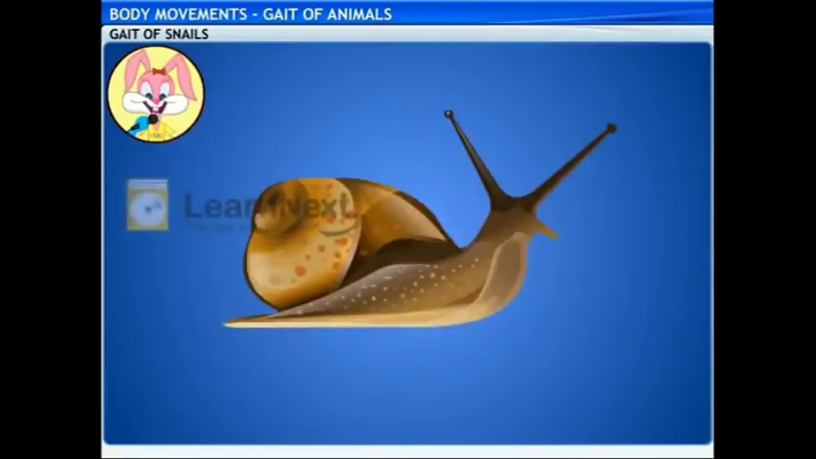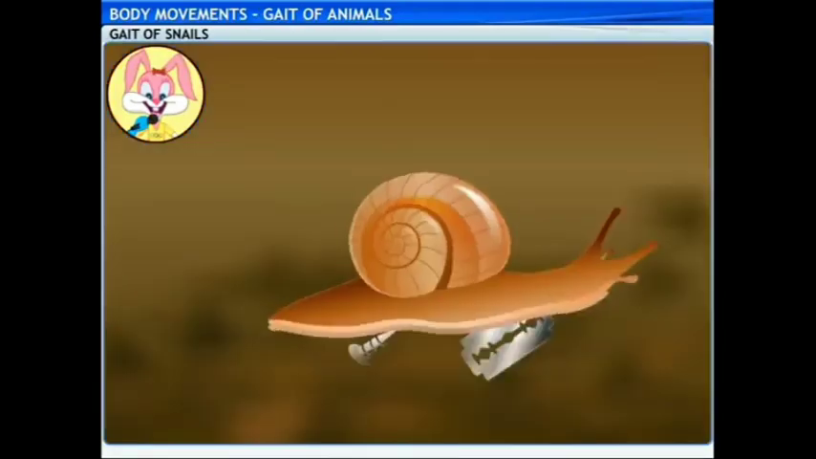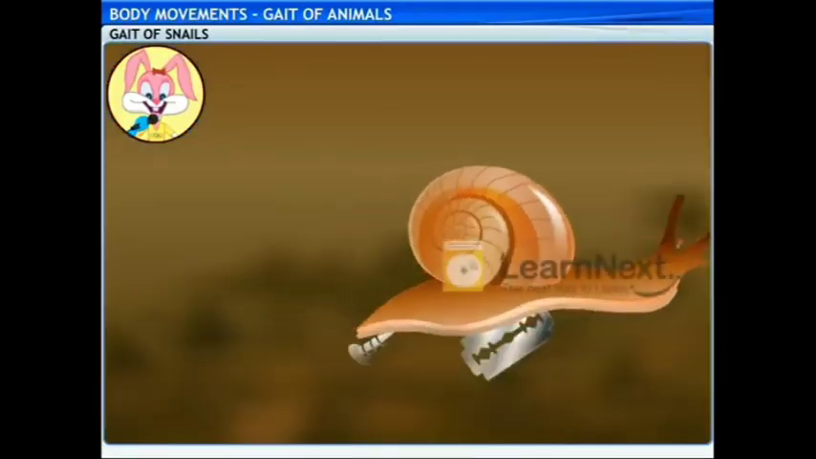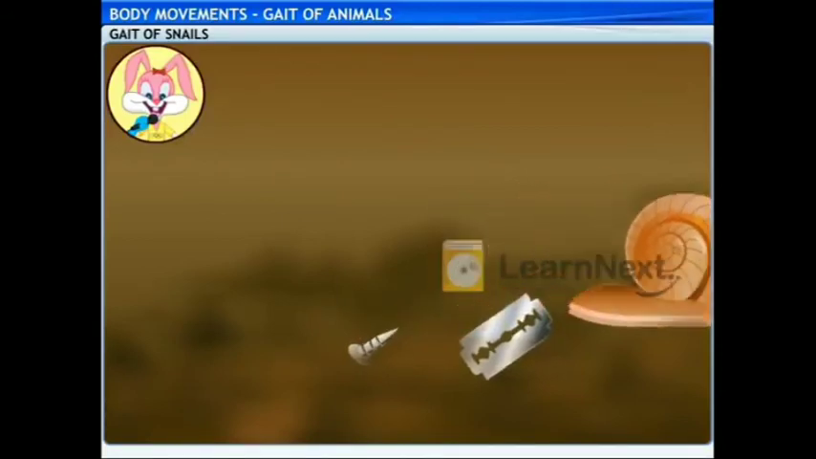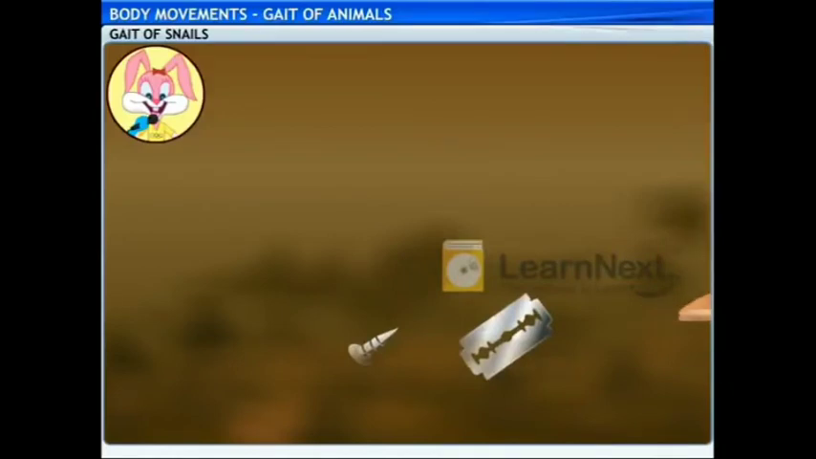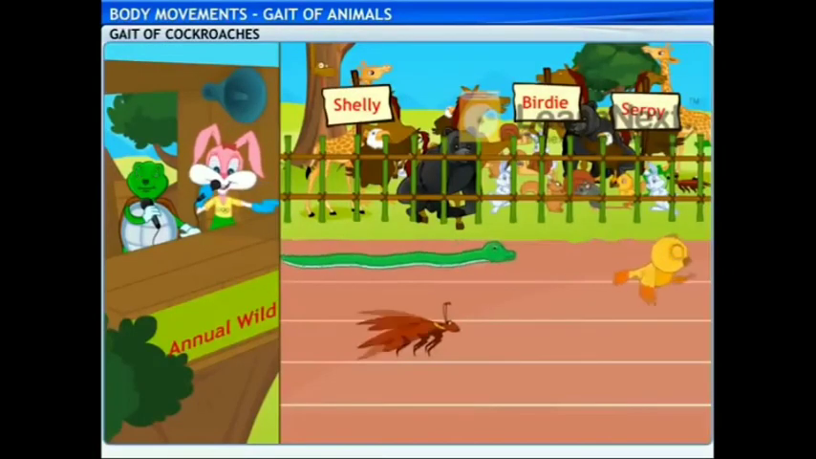Look at this picture. You can see a muscular foot. The thick structure that you can see is its foot. It is made of strong muscles, and its foot has slime on it, which will also protect the snail from any kind of injuries. Now look at here.